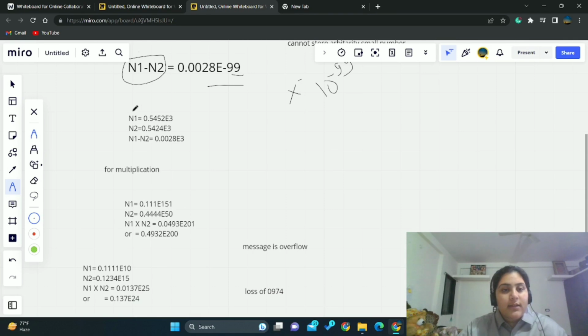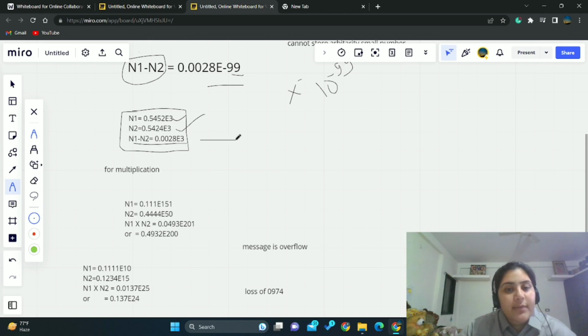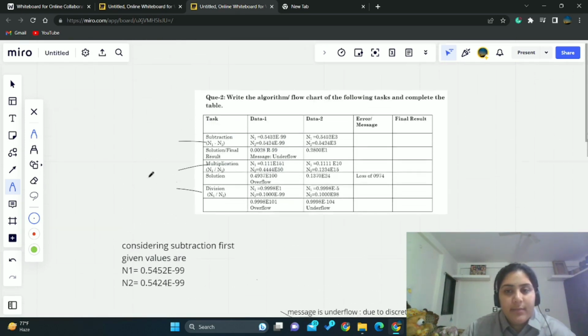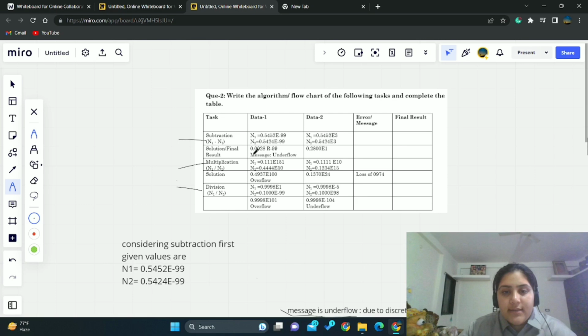Next, we have subtraction only. We have to perform subtraction on these two, and the answer will be this. And this is normal. This can be stored in the memory, so there will be no error message. Now coming back to the multiplication, here is given multiplication. The answer we have seen, this message will be underflow.